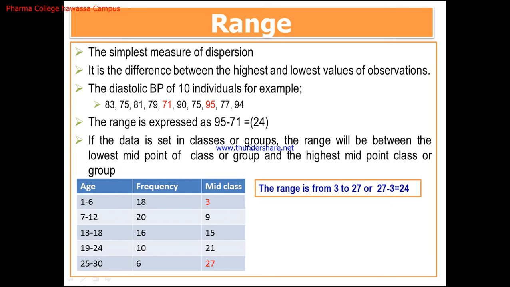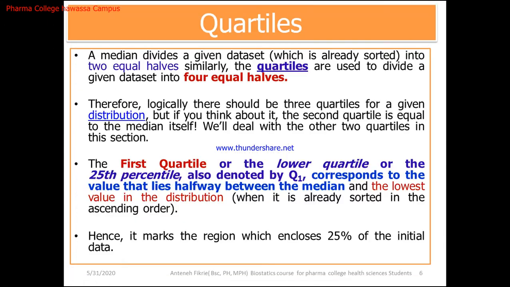If the data is set in classes or groups, the range will be between the lowest midpoint of the class and the highest midpoint class in the case of grouped data. However, as I said before, the range has an insignificant contribution for the medical world. So the most important measure of variation is the quartiles.